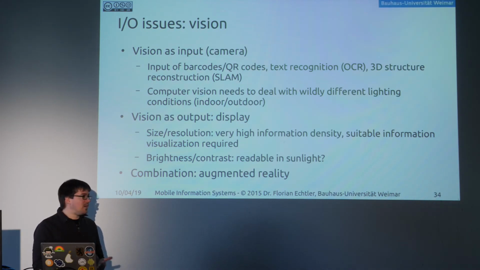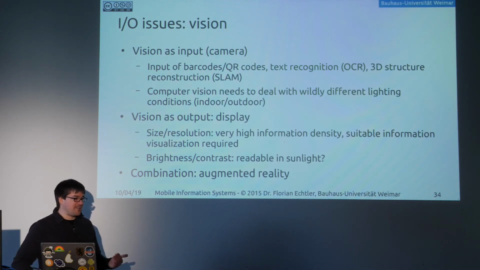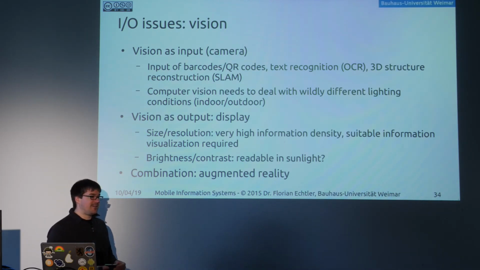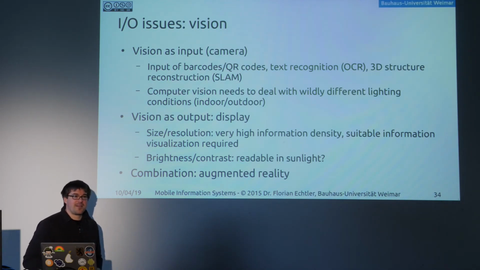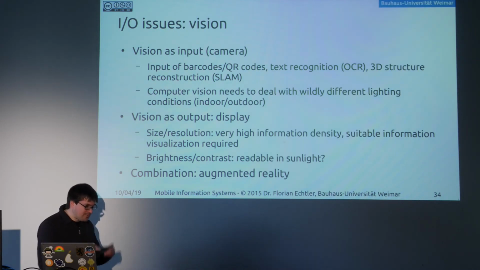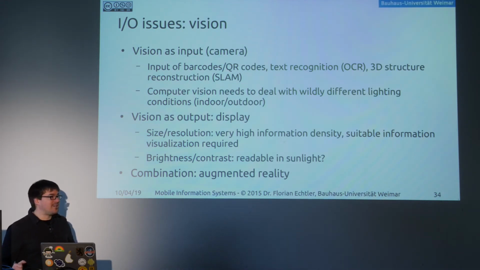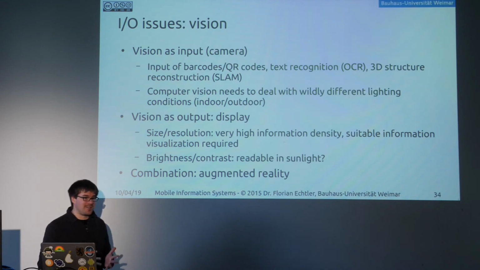On the other hand, of course, we have actually the primary output channel of our mobile device, which is the display. We have a very high information density on there. We have usually something like full HD on this very small screen, so we could display a lot of information, but of course we don't want to squint at our screens all the time. So I need to come up with some way to visualize, to arrange the information in such a way that it's still digestible in a sense. And once again, I also have to deal with the environment, with bright light, for example.